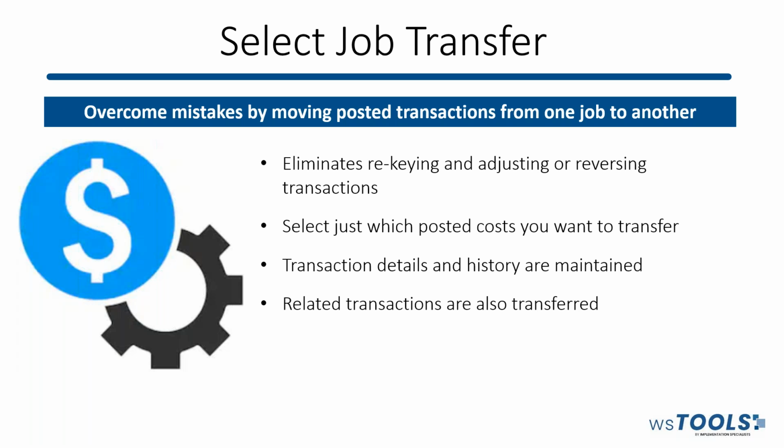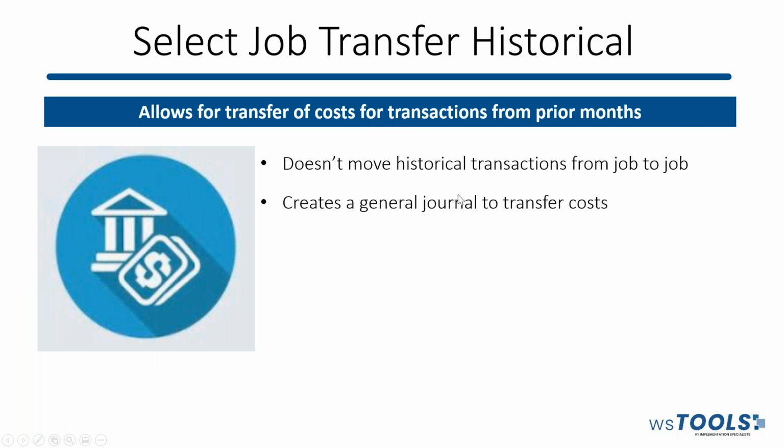And then we have some exciting news to share as well on our next slide. We have a new part of select job transfer coming out that's called job cost historical. This one will allow you to transfer historical transactions, but we're not going to actually transfer the physical transaction itself. The cost that goes with those transactions, based on the different cost codes, can be transferred from one job to another, and it's just going to be creating a general journal entry for those costs. But again, it would transfer it from one job to the other.